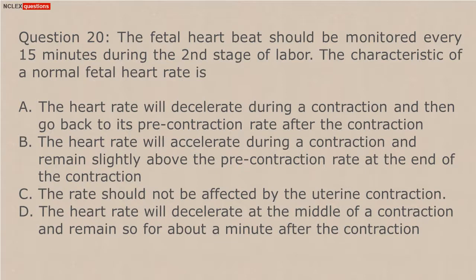Question 20. The fetal heartbeat should be monitored every 15 minutes during the second stage of labor. The characteristic of a normal fetal heart rate is A. The heart rate will decelerate during a contraction and then go back to its pre-contraction rate after the contraction. B. The heart rate will accelerate during a contraction and remain slightly above the pre-contraction rate at the end of the contraction. C. The rate should not be affected by the uterine contraction. D. The heart rate will decelerate at the middle of a contraction and remain so for about a minute after the contraction.